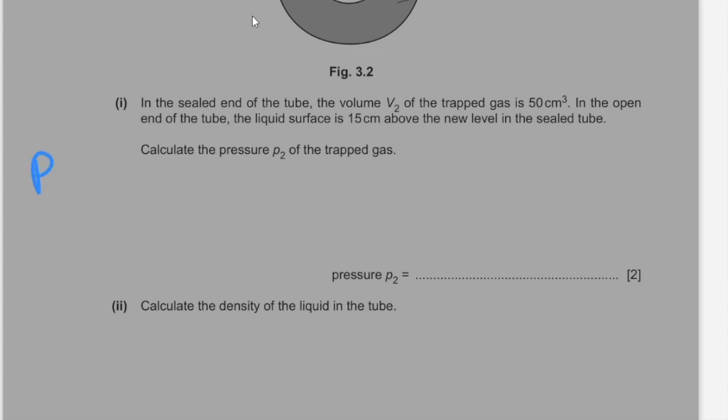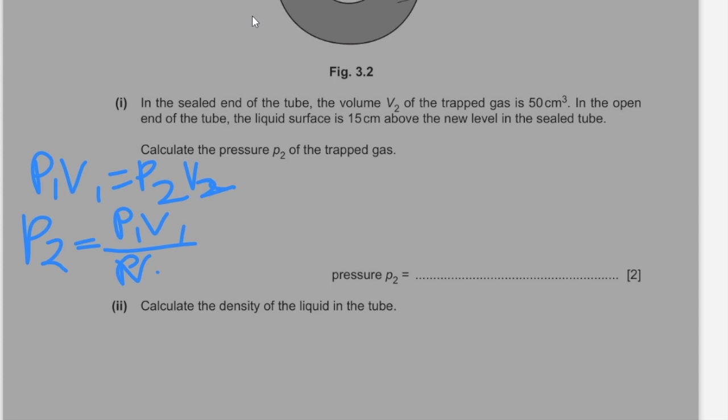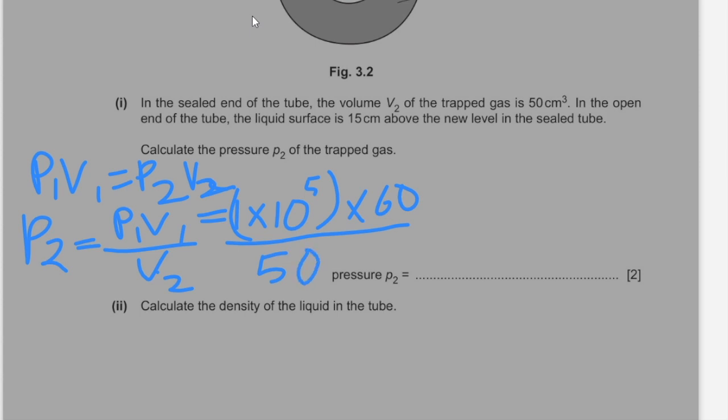Alright, so P1 V1 is equal to P2 V2 according to Boyle's law, since temperature is constant over here. We're supposed to be calculating P2. It should be equal to P1 V1 divided by V2. So P1, which was initially the pressure of the gas trapped, was equal to atmospheric pressure, and that is 1 × 10^5 multiplied by the volume initially, which was 60 cm³, and it has now decreased to the second volume, which is 50 cm³, and so the second pressure is 1.2 × 10^5 pascals.